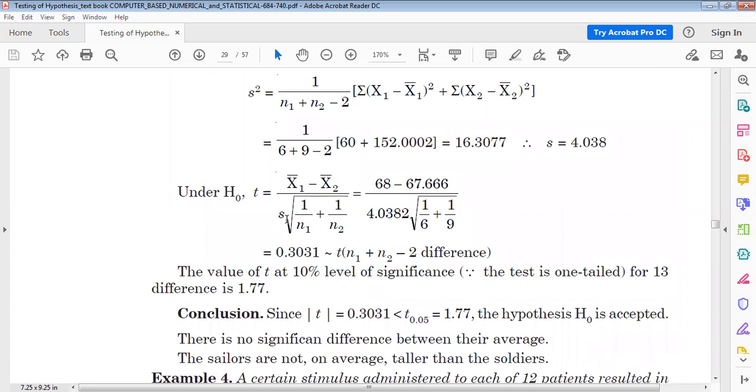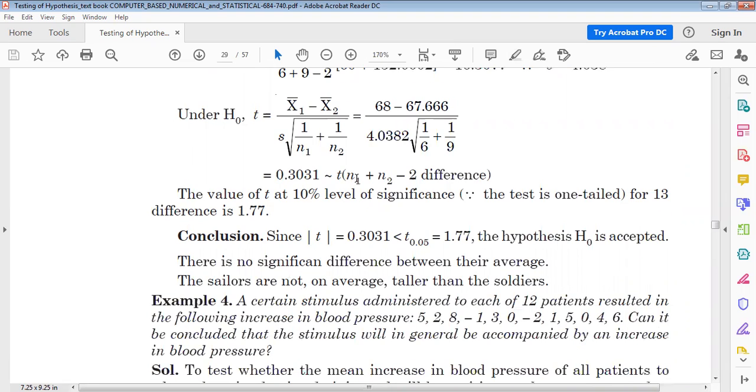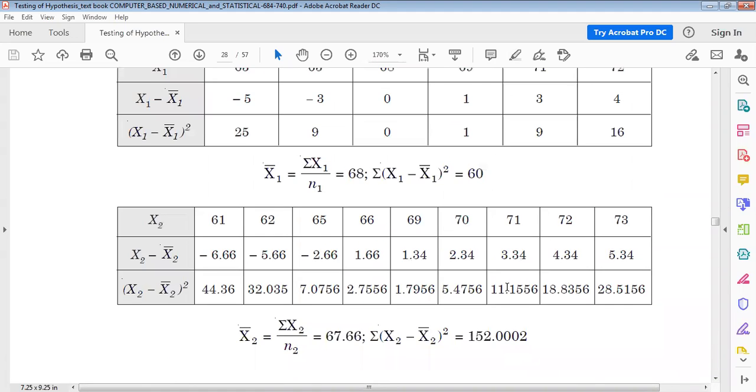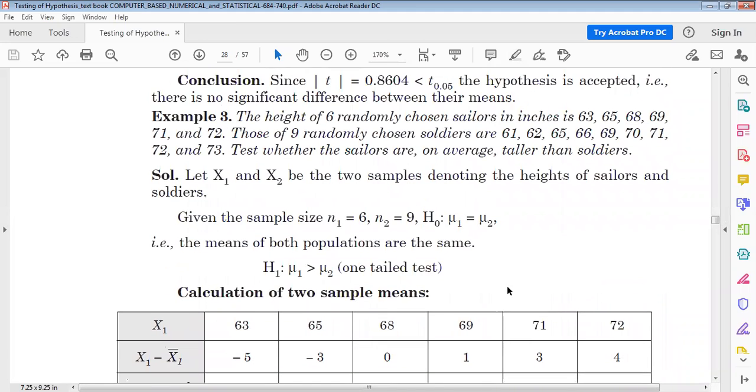For 13 degrees of freedom, the table value at 10% significance is 1.77. Our calculated value is less than this, so the null hypothesis is accepted. There is no significant difference between their averages. Very easy. I hope everybody can do this. Understand?